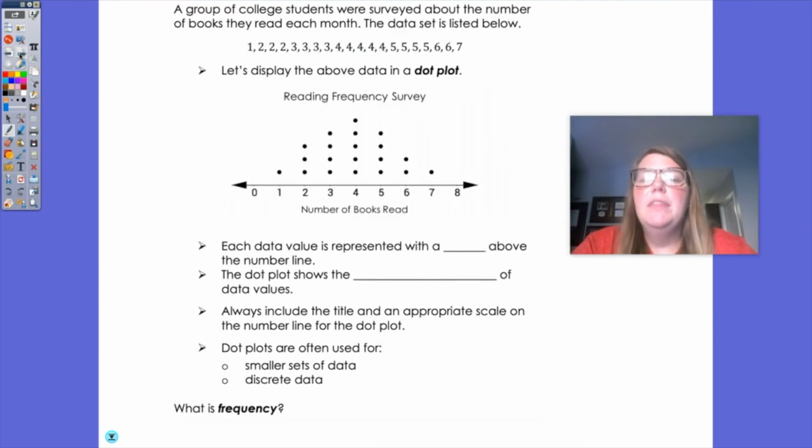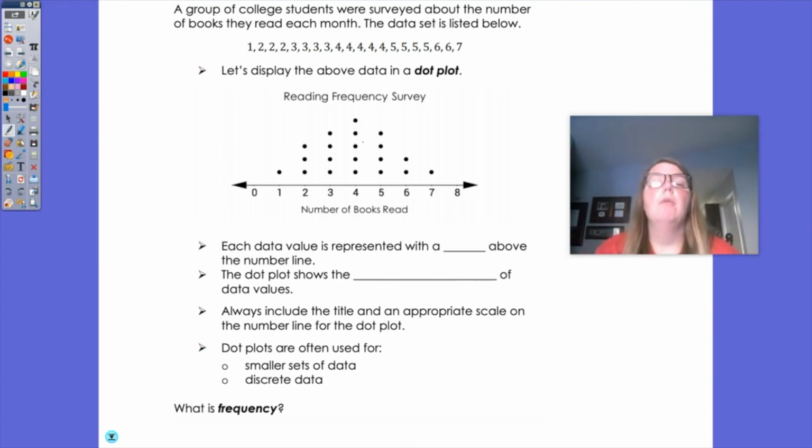So here's a plot. This is called a dot plot. And obviously, it's called a dot plot because above the numbers, there's as many dots as there are data. So a group of college students were surveyed on the number of books they read each month. And here's the list of data. 1, 2, 2, 2, 3, 3, 3, 3, 3, 4, 4, and so on and so forth. So you'll notice in the data itself, there's one 1. So that's why I put 1 point over 1. There's three 2s. So that's where there's 3 dots. Four 3s would be 4 above 3, 5 above 4, and so on and so forth.